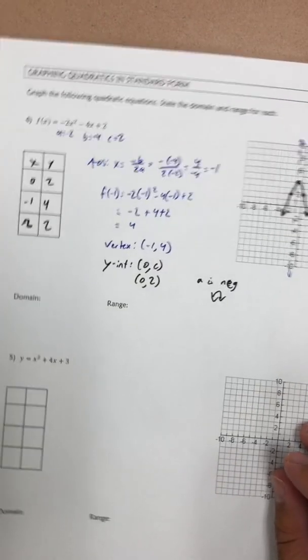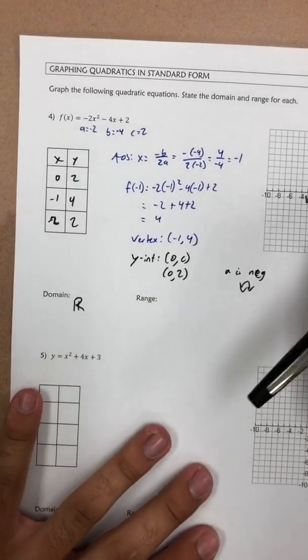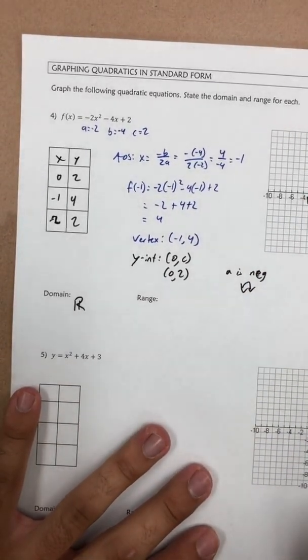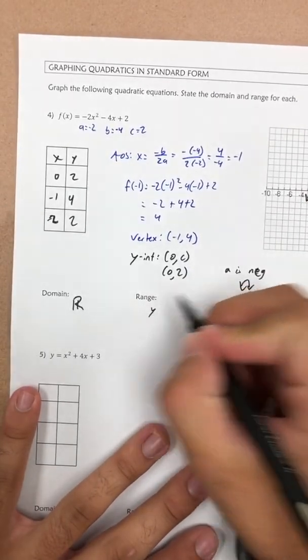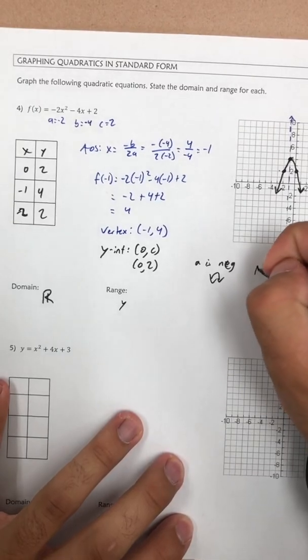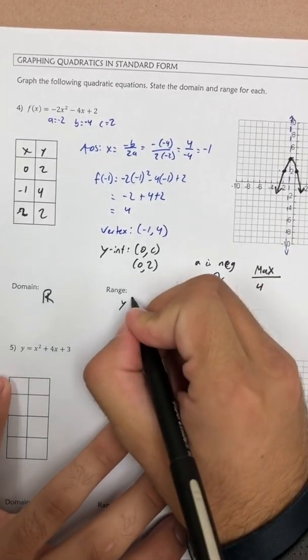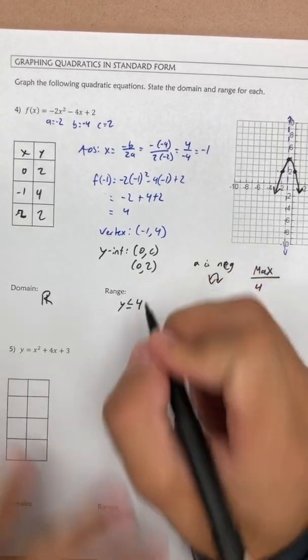Now, my domain is going to be all real numbers. That graph is going to keep going out and out in the x direction. My range, however, is y equals. And since my A is negative, I have a max. And that max value is 4. So y is less than or equal to 4 here.